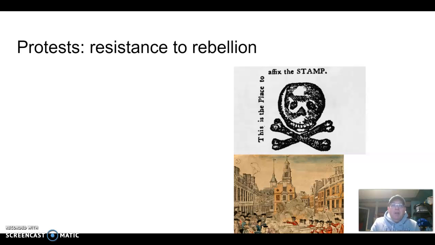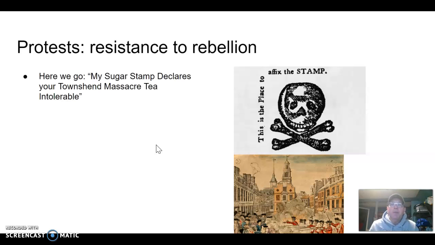So to get from resistance to rebellion, I've got here a protest against the Stamp Act, and of course the famous Boston Massacre engraving by Paul Revere. So here we go. If you want a short version, remember everything. My sugar stamp declares your Townsend Massacre tea intolerable.